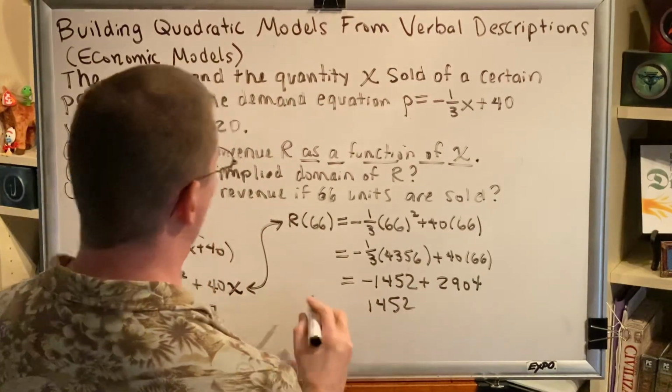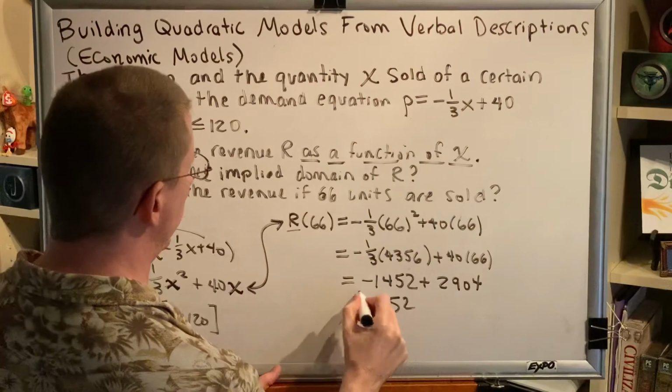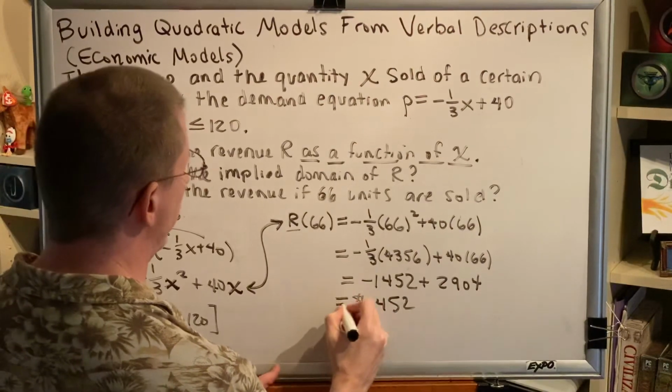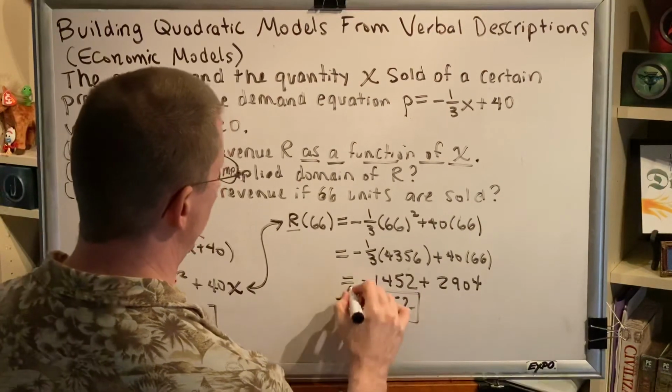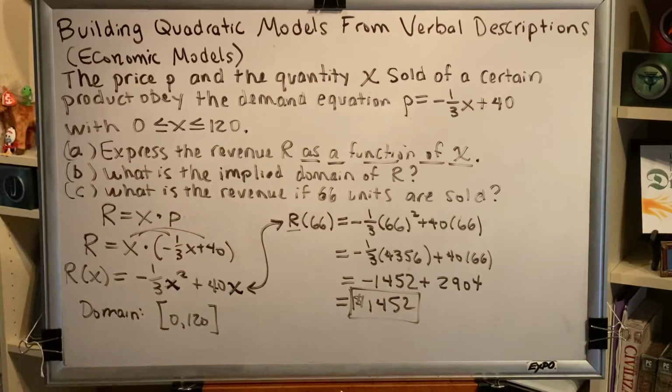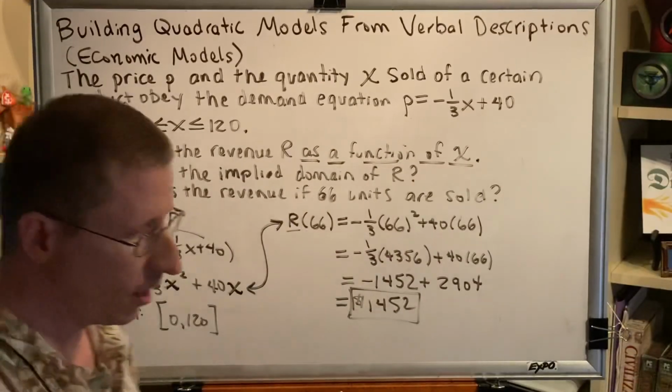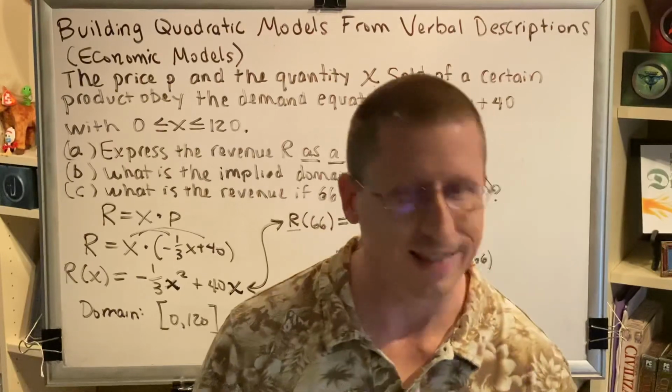1452 what? Well, this is our revenue, so this is money. This is $1,452. All right. In our next video, we will finish this problem by doing parts D and E.